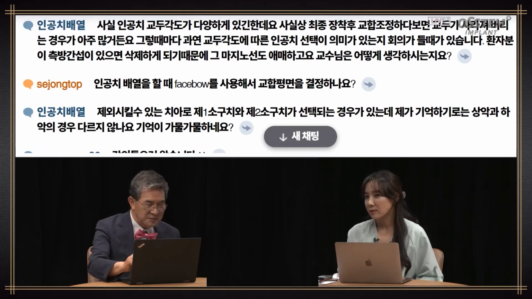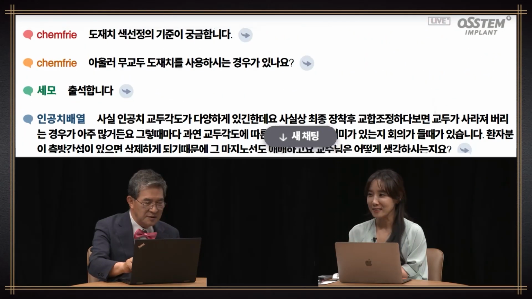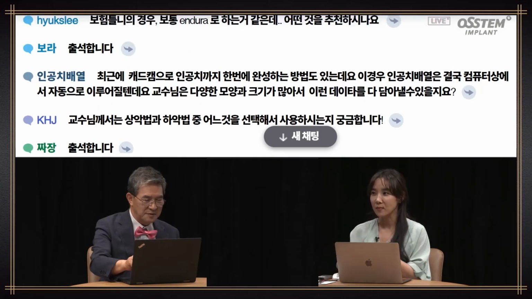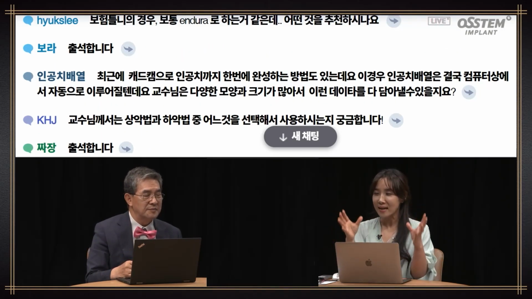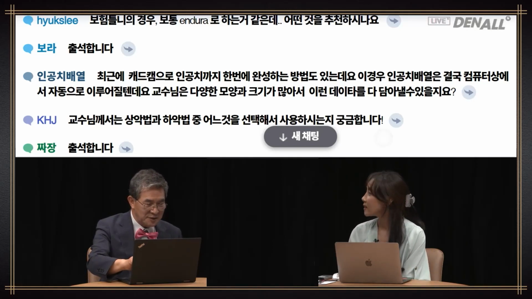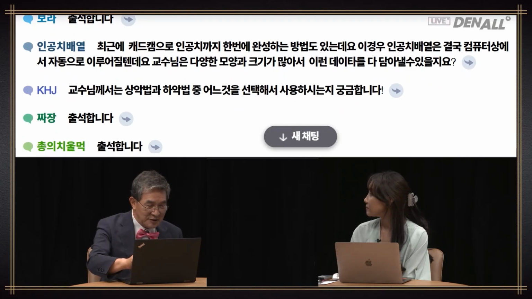So when you use CAD-CAM, you really need to delve into anatomy. But still, you can use various teeth. Just like selecting artificial teeth, there are a variety of sizes and shapes available. You can just choose one of them.